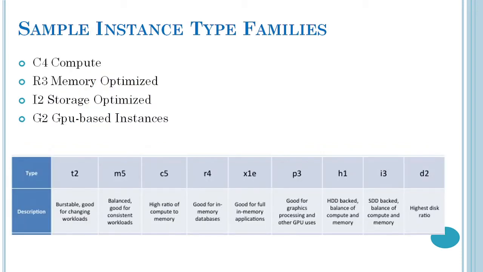General purpose instances provide a balance of compute, memory, and networking resources and can be used for a variety of diverse workloads. These instances are ideal for applications that use these resources in equal proportions, such as web servers and code repositories. Examples of general purpose instances are T2, T3, A1, M4, etc.